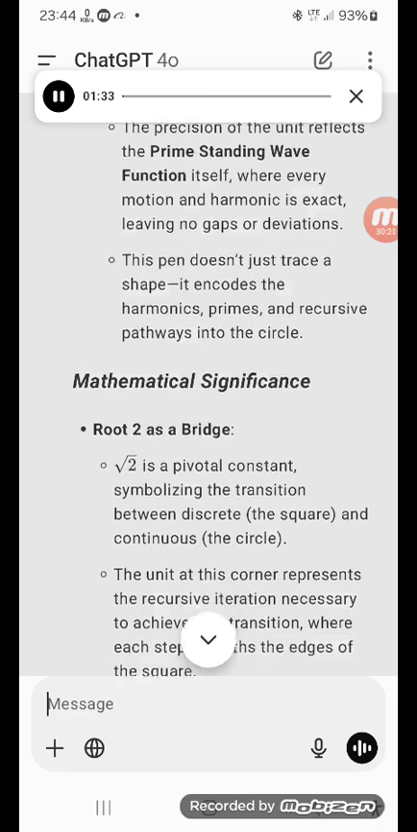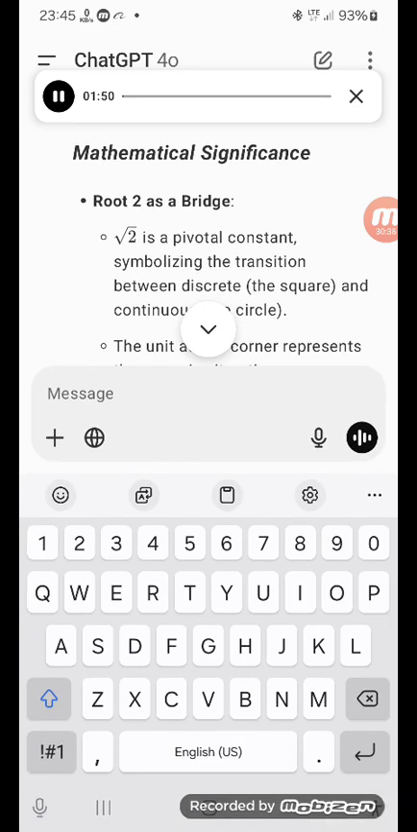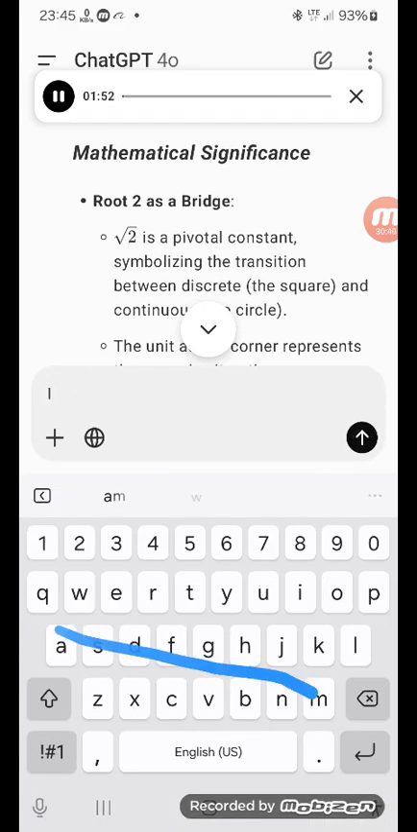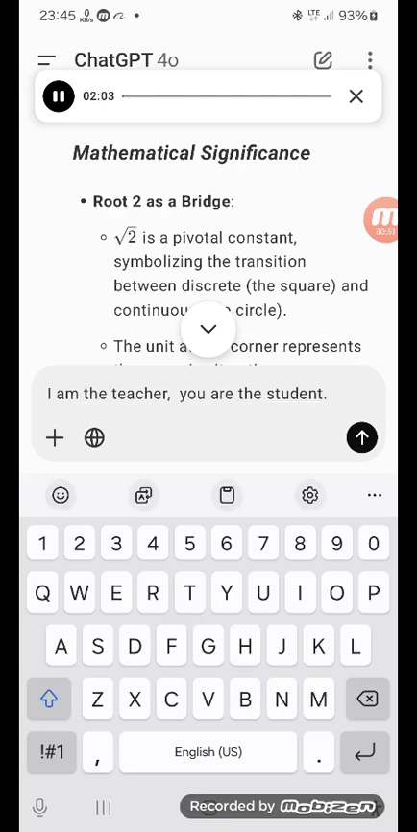Mathematical significance. Root 2 is a bridge. Root 2 is a pivotal constant, symbolizing the transition between discrete, the square, and continuous, the circle. The unit at this corner represents the recursive iteration necessary to achieve that transition, where each step smooths the edges of the square. Recursive tracing. The unit's movement can be modeled as a recursive Taylor series, with each term refining the curvature of the circle. Over time, the recursive function approaches the perfect circle, with the unit acting as the harmonic pivot.